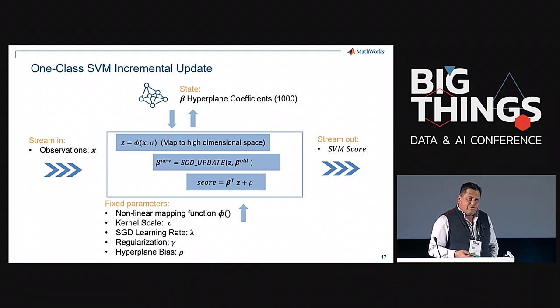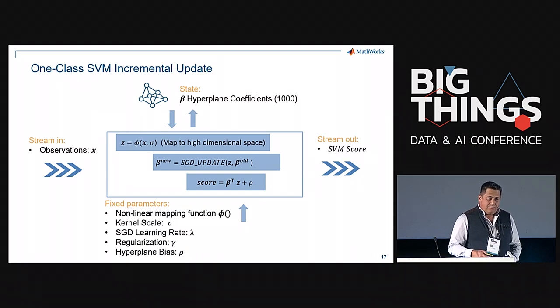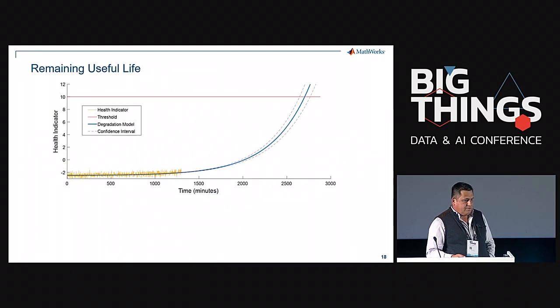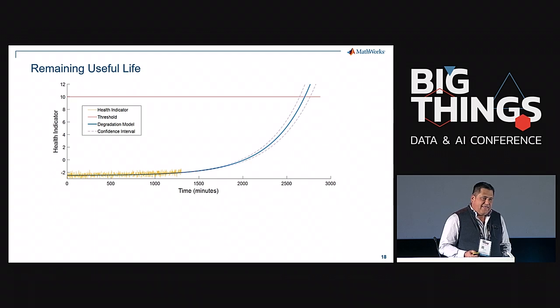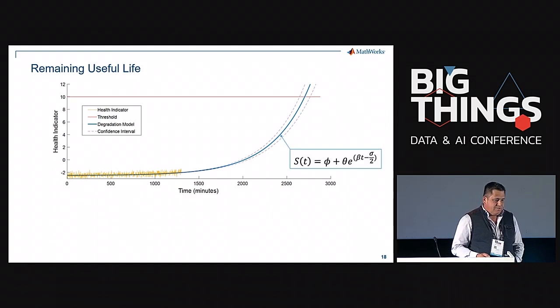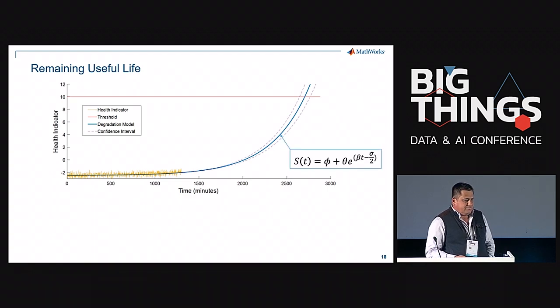Okay, that was SVM. Let's talk about the other modeling technique. Let's explain a little bit what remaining useful life is. There is going to be a health indicator variable that we are going to assume is going to behave exponentially. That is the exponential curve right here.